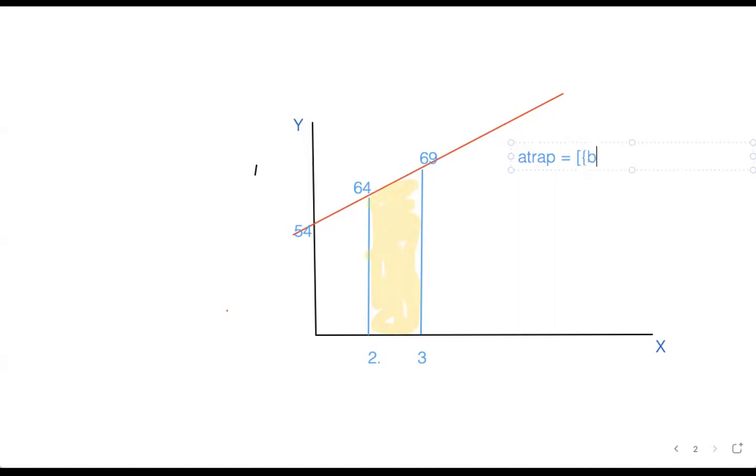the average of the bases. So B1 plus B2, right? Divided by 2. And then you multiply that by the height of the trapezoid, which is just the distance between the two bases. So that's just this distance here. So what about now?